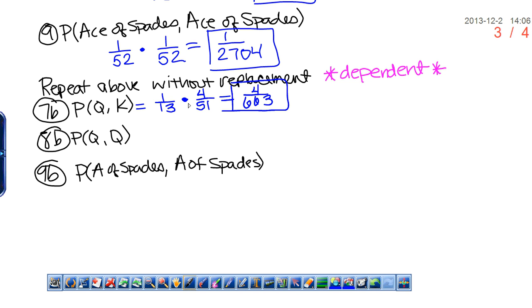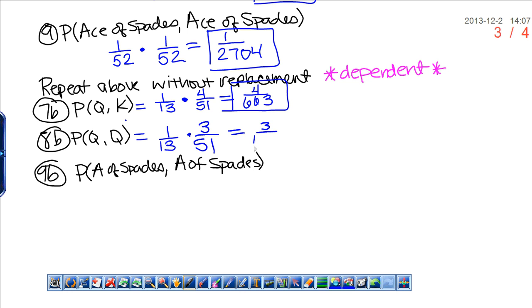All right. Now, again, without replacement, I want to know the probability of drawing a queen and then another queen. So the probability of drawing the first queen would just be 1/13. When I go to draw the next queen, though, how many are left? 3. So instead of 4, it would be 3 over 51. Because that card that I drew the first time was supposed to have been a queen. So this gives me what? Good. It would be 3 over 663, which reduces to 1 over 221.